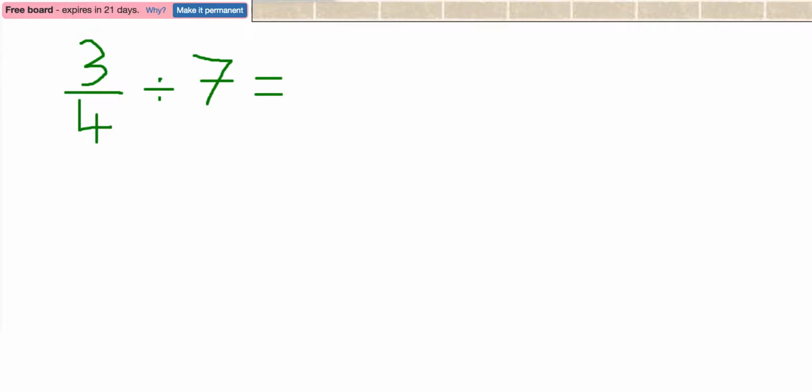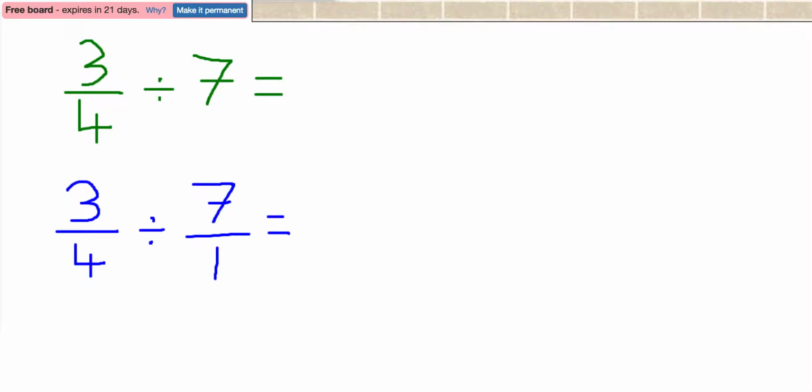It works like this. If you've got 3/4 divided by 7 in this case, then the 3/4 is already a fraction, and you need to turn that 7 into a fraction as well. And 7 as a fraction is 7 over 1. 7 ones, 7 wholes is the same as 7. So that just turns it into a fraction. Just like you were with multiplication, when you multiply by a whole number, you just turn it into a fraction by putting it over 1.